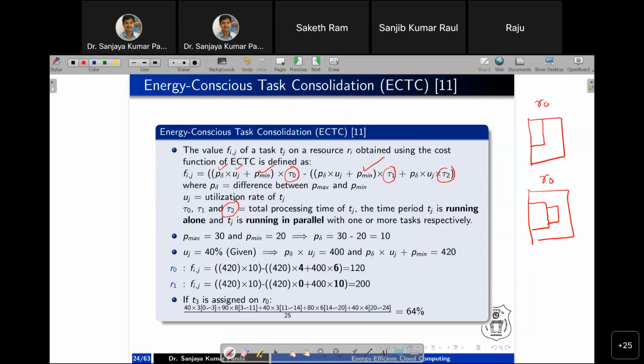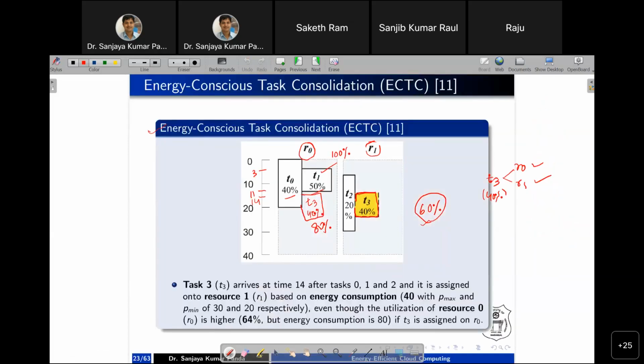On that basis, you have to calculate whether R0 is suitable for a particular job or R1 is suitable for a particular job. If R1 is the only option, then you have to assign it. If R0 is the only option, then you can assign it. Whenever you have two choices, you can break the tie by calculating this Fij. Like here we are calculating: R0 it is 120, R1 it is 200. And if T3 is assigned to R0, 64% is consumed, right? In the other case, it is consuming more than that. From the utilization perspective, it is 64%. Like here I told you 80%, right? But if you calculate, it is going to come to 64%.